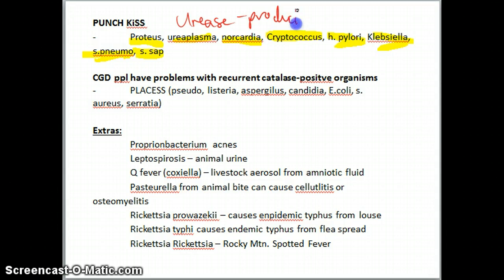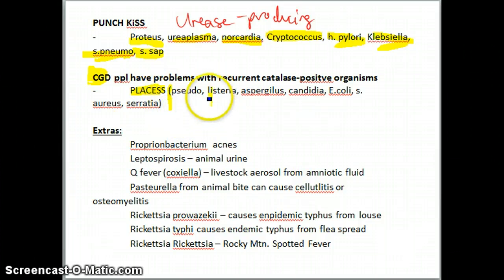All right. Now, people that have sickle cell disease are at risk of getting Salmonella to cause osteomyelitis. Now, I just wanted to throw that out there. And then people with chronic granulomatous disease are going to be people that have problems with recurrent catalase positive organisms. And so what about cats? Well, you need places to put them. Okay, so you need places to put your cat.